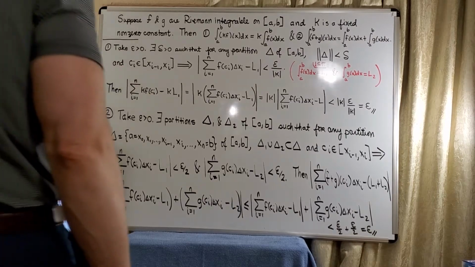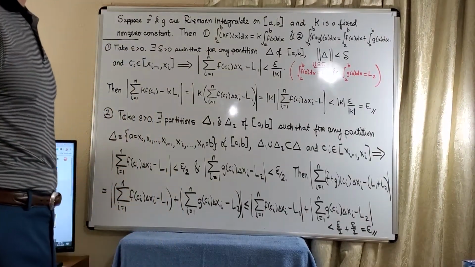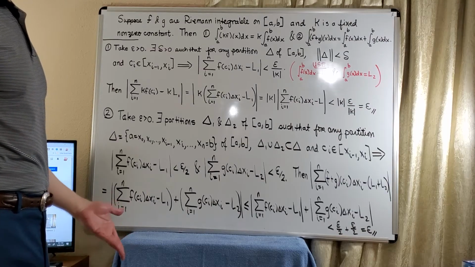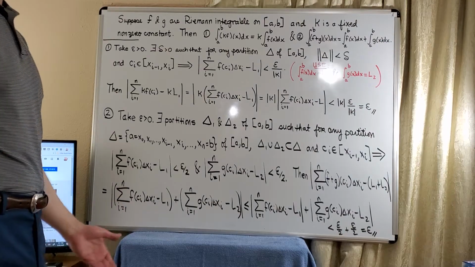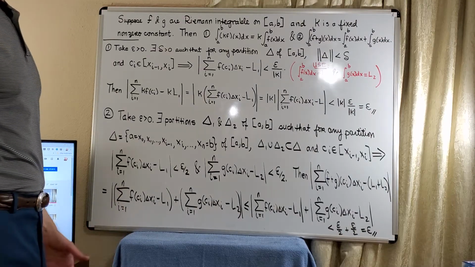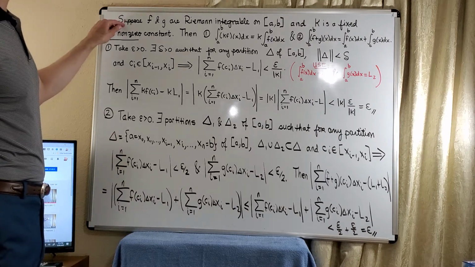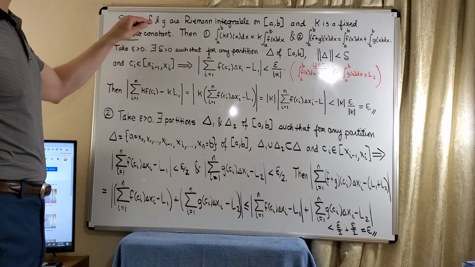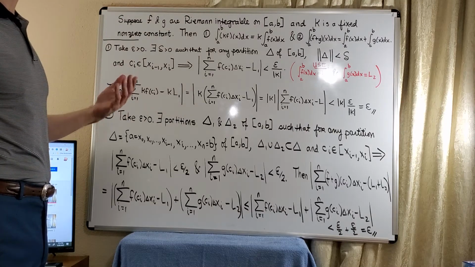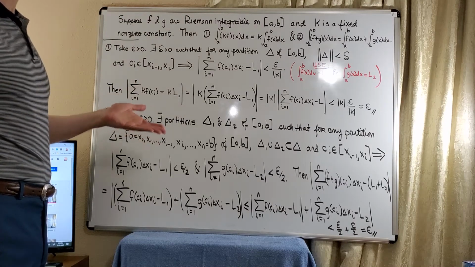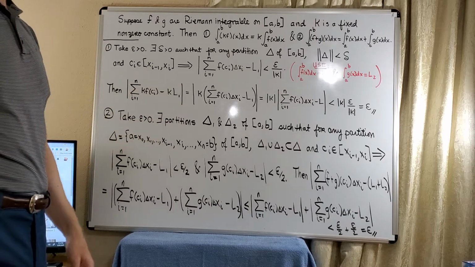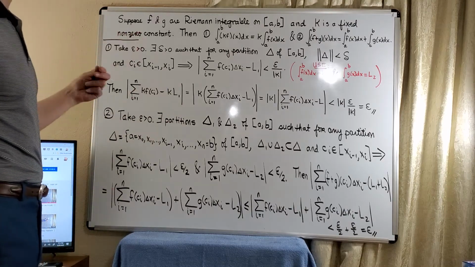Okay, let's look at some of the properties of the Riemann integral. They mimic the properties of the antiderivative, but it's important that we understand the definition of a Riemann integral. So first, let's suppose that f and g are Riemann integrable. That is, they have Riemann integrals, and we're going to assume that k is a fixed non-zero constant.